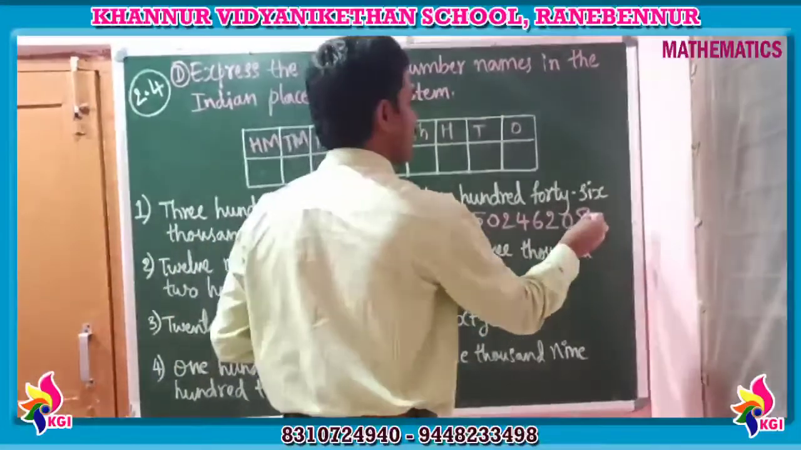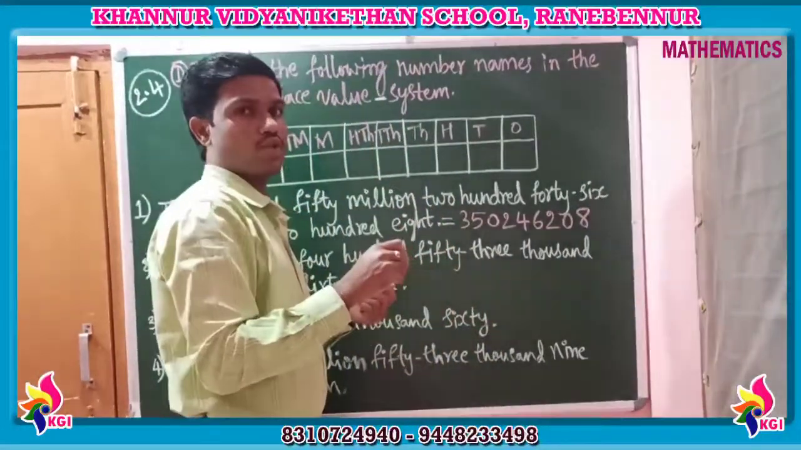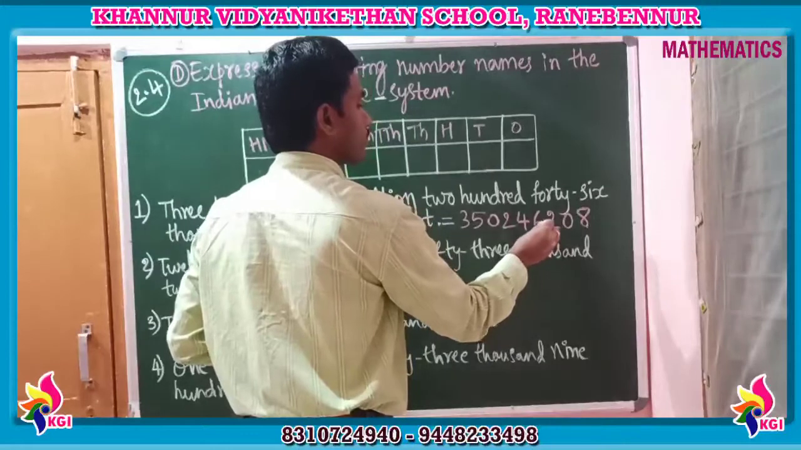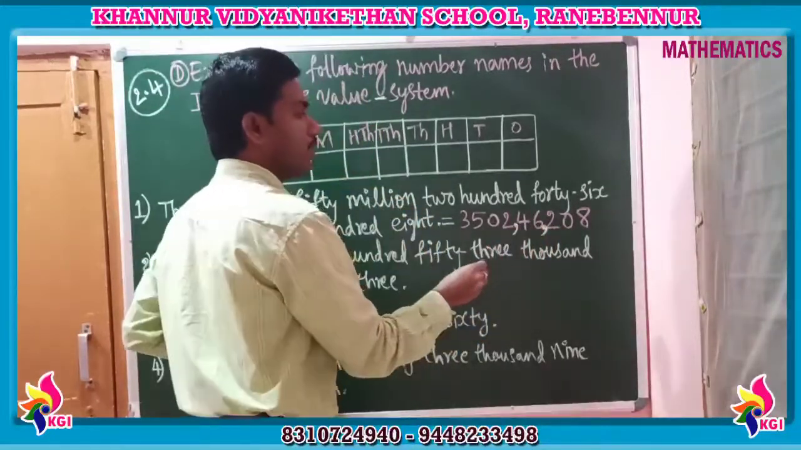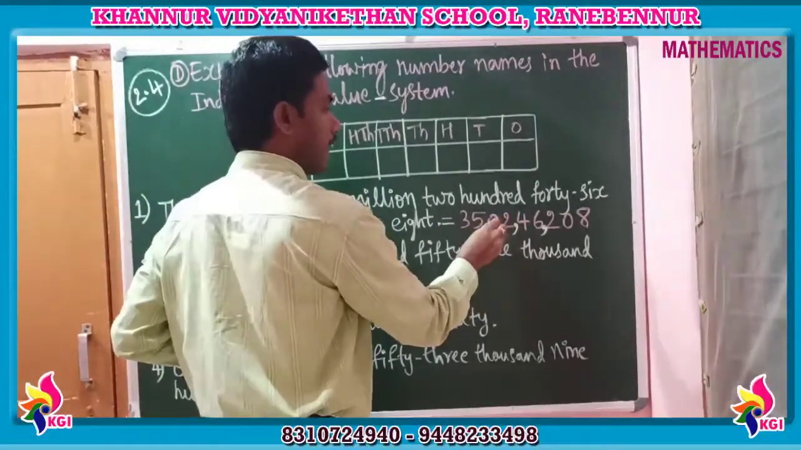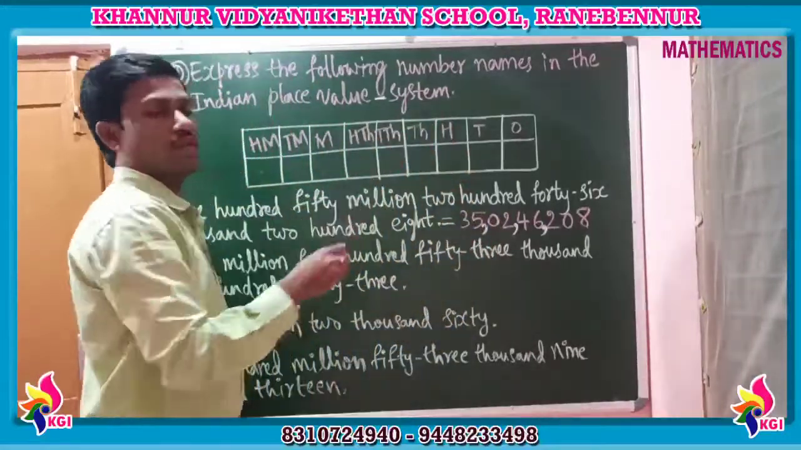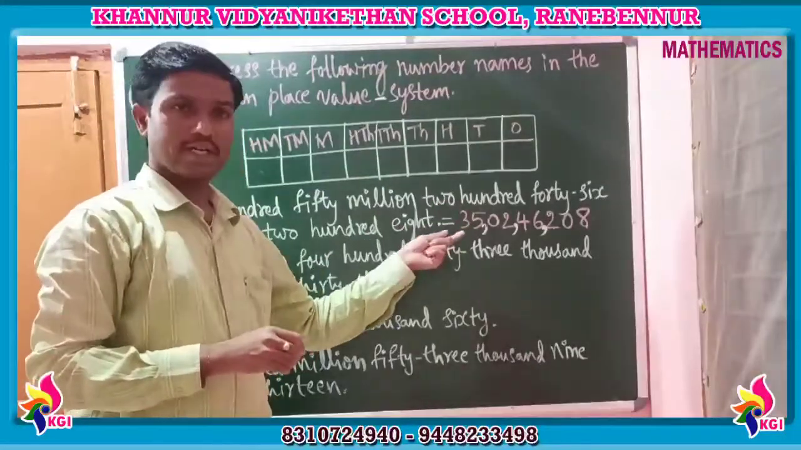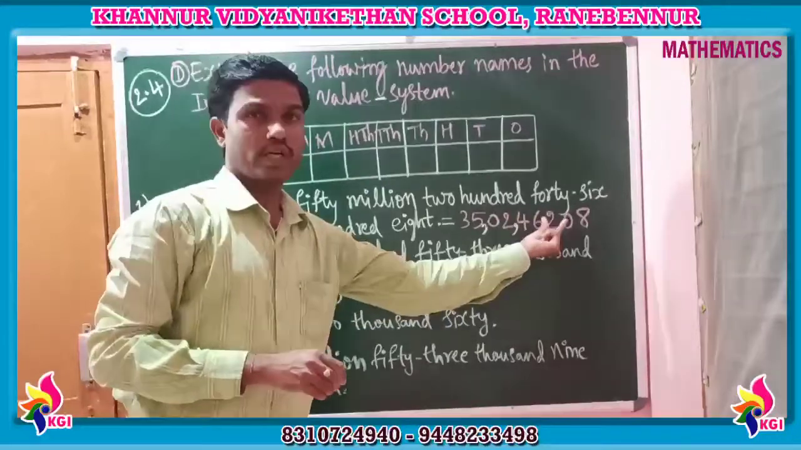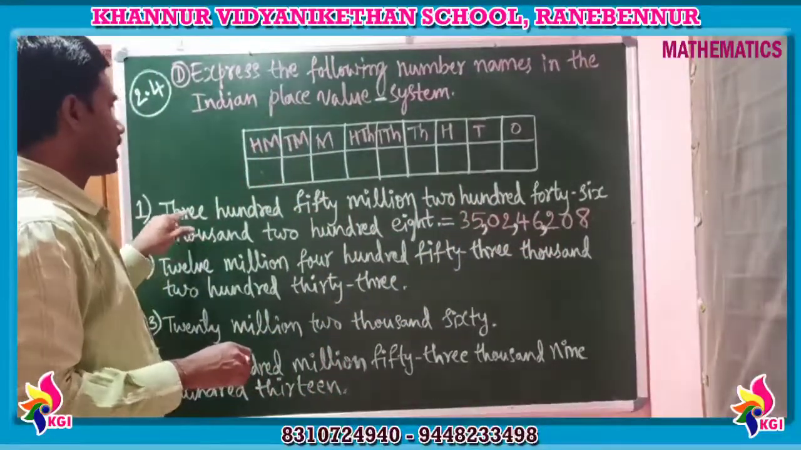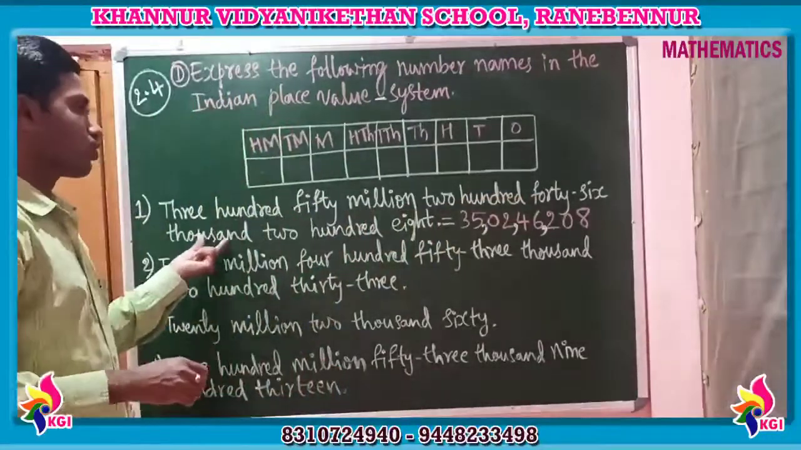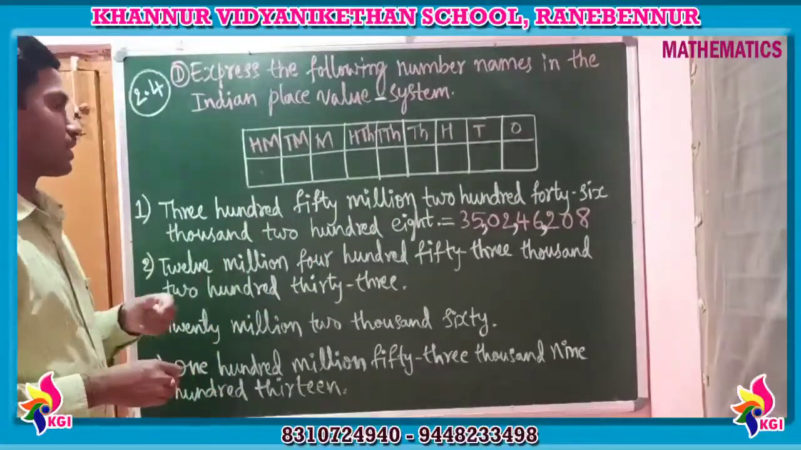Then we are using the Indian place value chart. 1, 10, 100. Put the comma between 6 and 2, then 1000, 10,000. Put the comma. Then next lakhs, 10 lakhs. Put the comma. Then crore, 10 crore. It can be read in the Indian place value chart as 35 crore 2,46,208. But in the international place value system, it can be read as 350,246,208. Okay, this is the first.